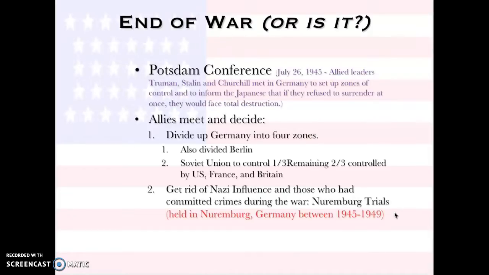At the end of the war, they had the Potsdam Conference, when the Allied leaders, Truman, Stalin, and Churchill, met in Germany, set up zones to control Germany, and informed the Japanese that if they refused to surrender at once, they would face total destruction. They decided, number 1, to divide Germany into 4 zones, which also divided up Berlin. The Soviet Union was going to control 1/3 of it, and the remaining 2/3 were controlled by the U.S., France, and Great Britain. This gets rid of Nazi influence and those who had committed crimes during the war.